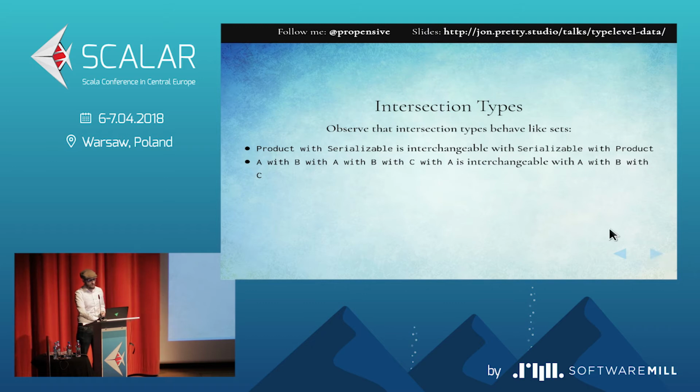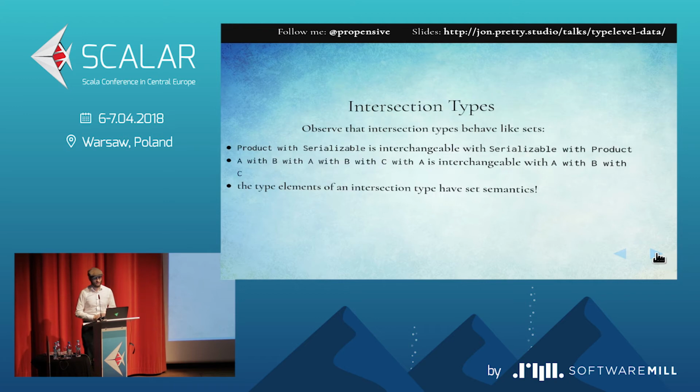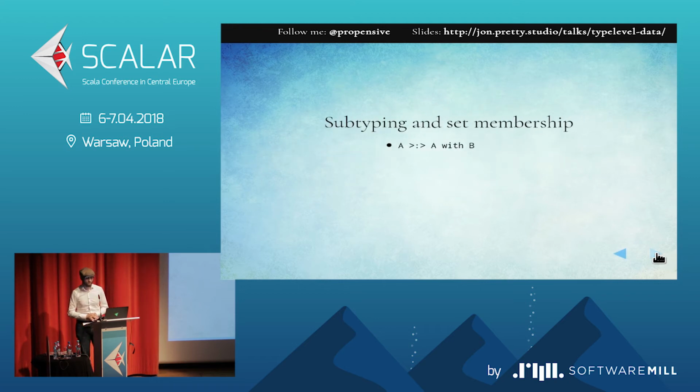We can also do deduplication, because the type A with B, with A with B, with C, with A with B, whatever else, is interchangeable with A with B with C. We can remove duplications. And this is exactly what sets do. Sets deduplicate, and they have no relevant order. So intersections look like they will be useful. And we can do a subtyping check.